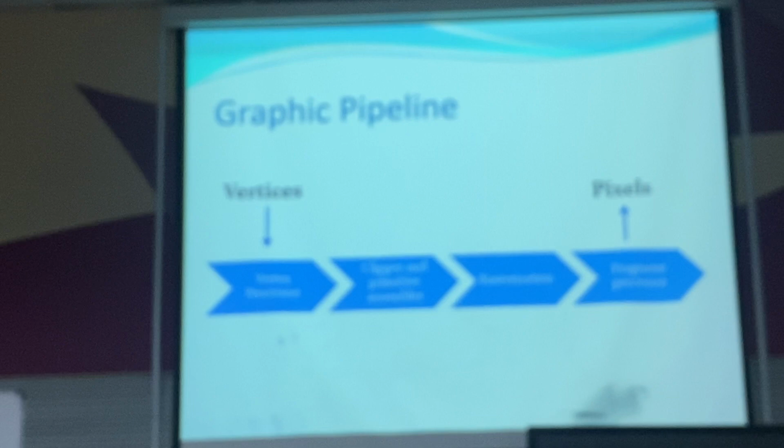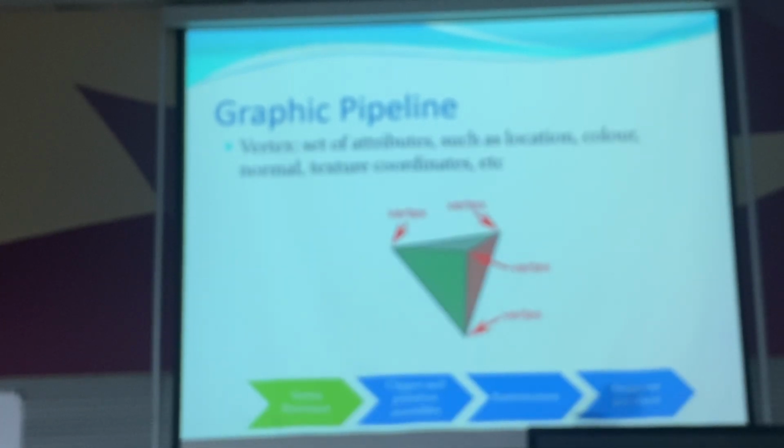We start with the vertex processor. Then we have the clipper and primitive assembler, rasterization, and the last one is the fragment processor. We start one by one. These 4 components are the main components in our graphic pipeline. If you go online and search for graphic pipeline, there are lots of components because they break down into sub-components. It's not necessary to know all these sub-components. You need to know these 4 main components, enough.